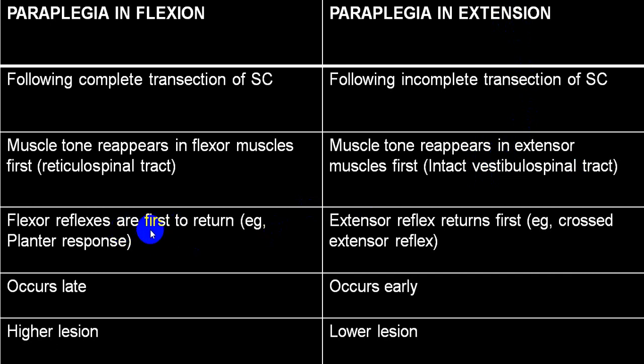Flexor reflexes are first to return. That is, plantar response will respond first, while here extensor reflex will return first. That is cross extensor reflexes, and that will be in case of paraplegia in extension, which is an incomplete lesion. Paraplegia in flexion occurs late, while this will be in an early stage being a partial lesion. And in a complete lesion, you will get paraplegia in flexion.